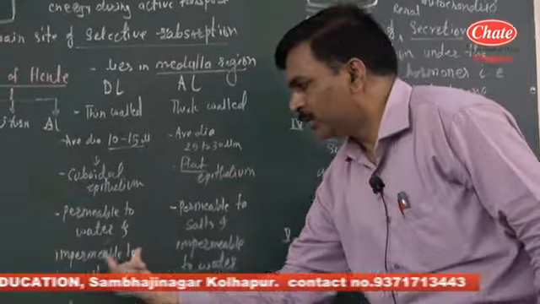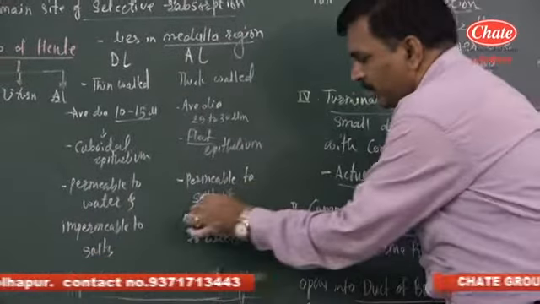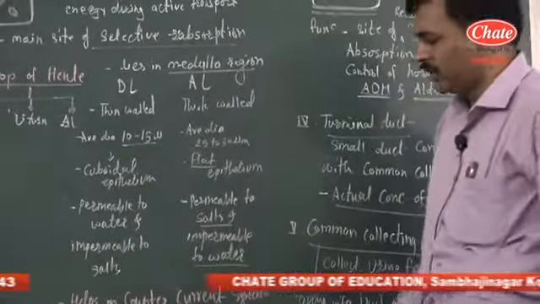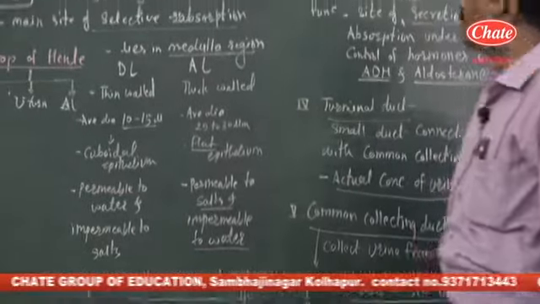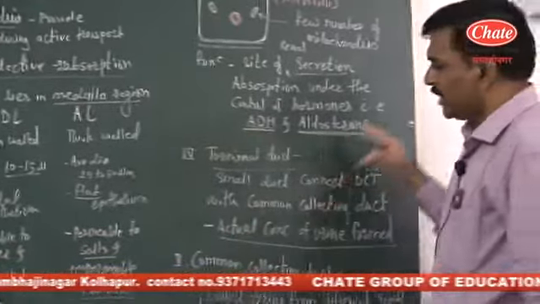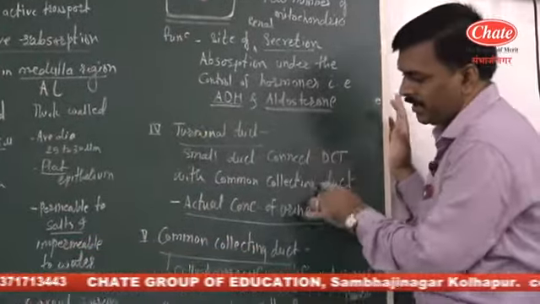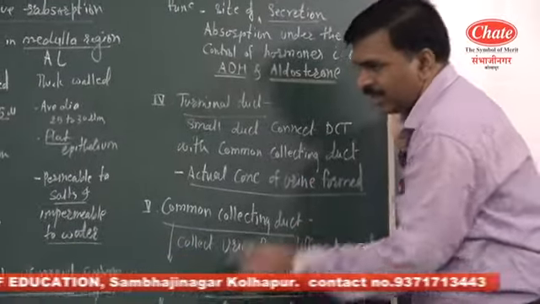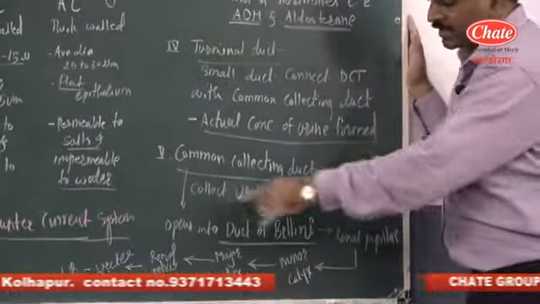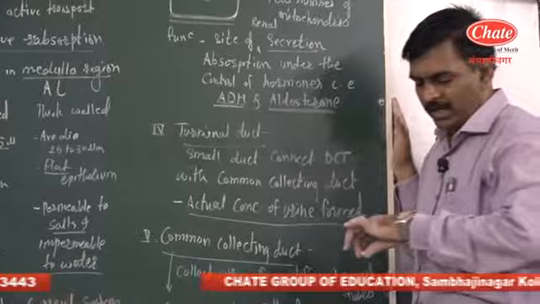It is permeable to water, impermeable to salt. It is permeable to salt, impermeable to water, and helps in the counter current mechanism. It opens lastly into the terminal duct. The terminal duct opens into the common collecting duct. In this way, the urine is transported towards the urinary bladder.